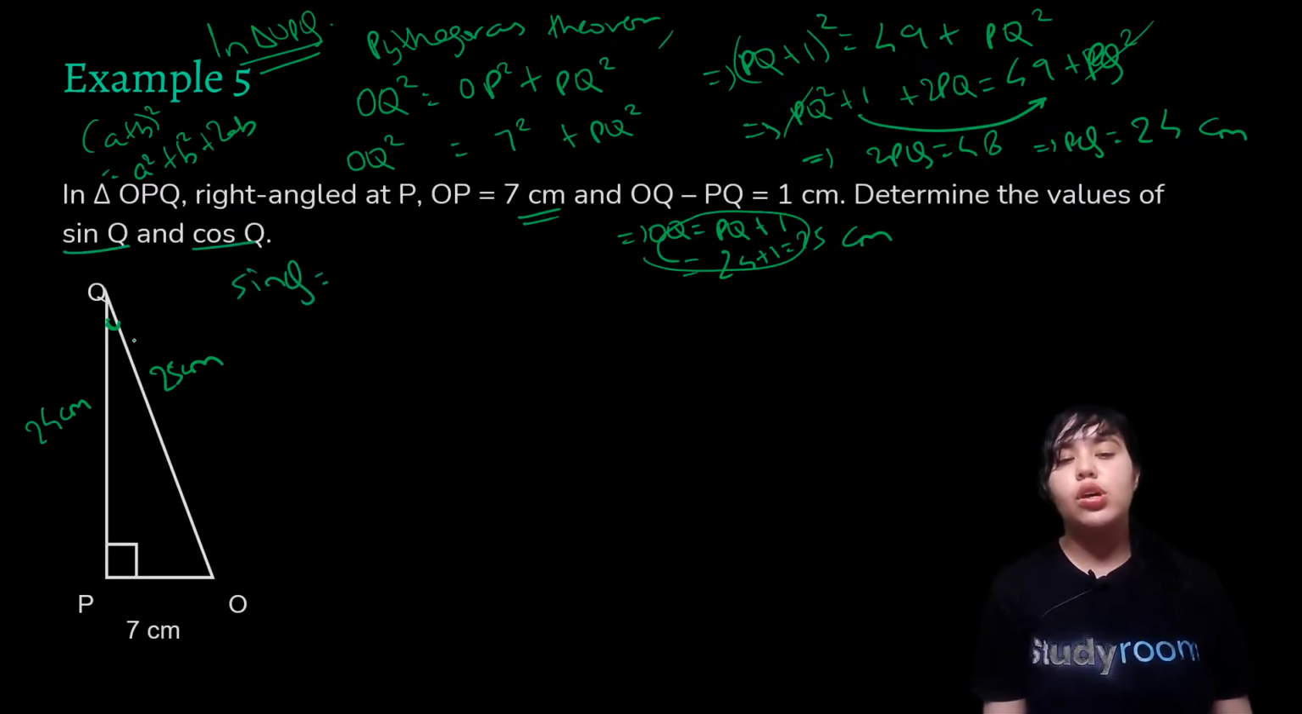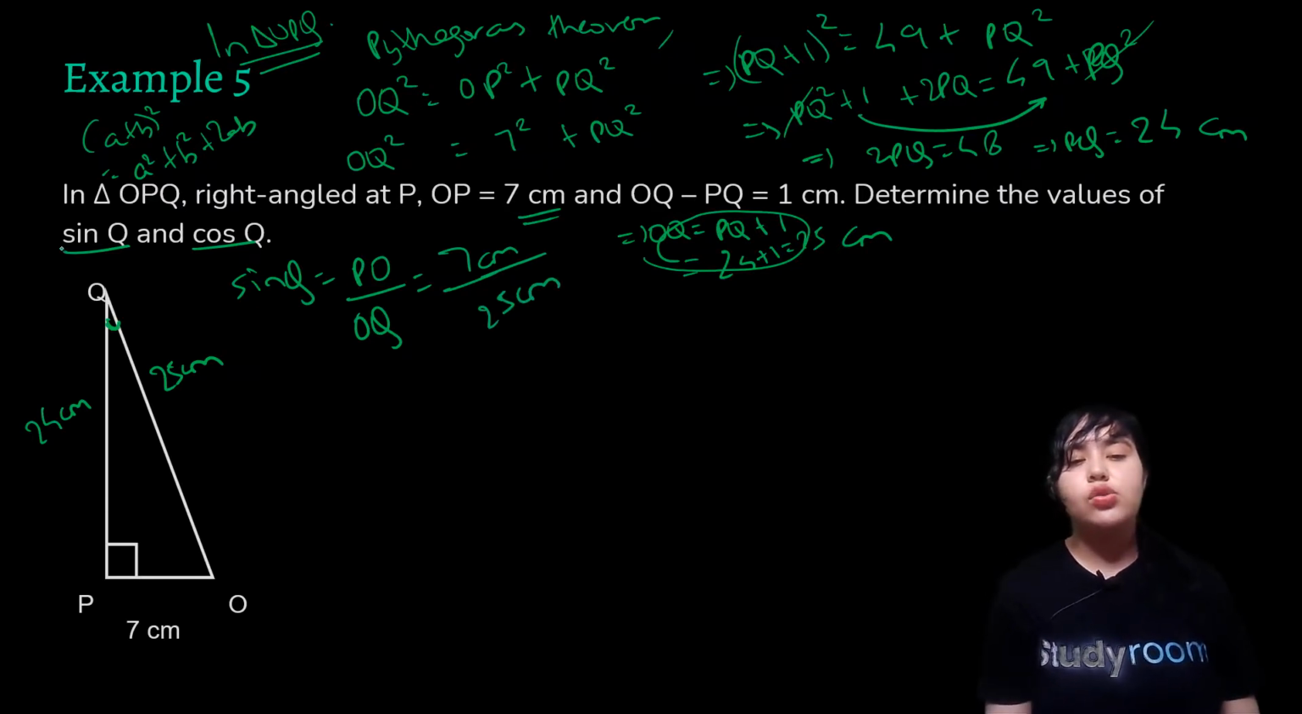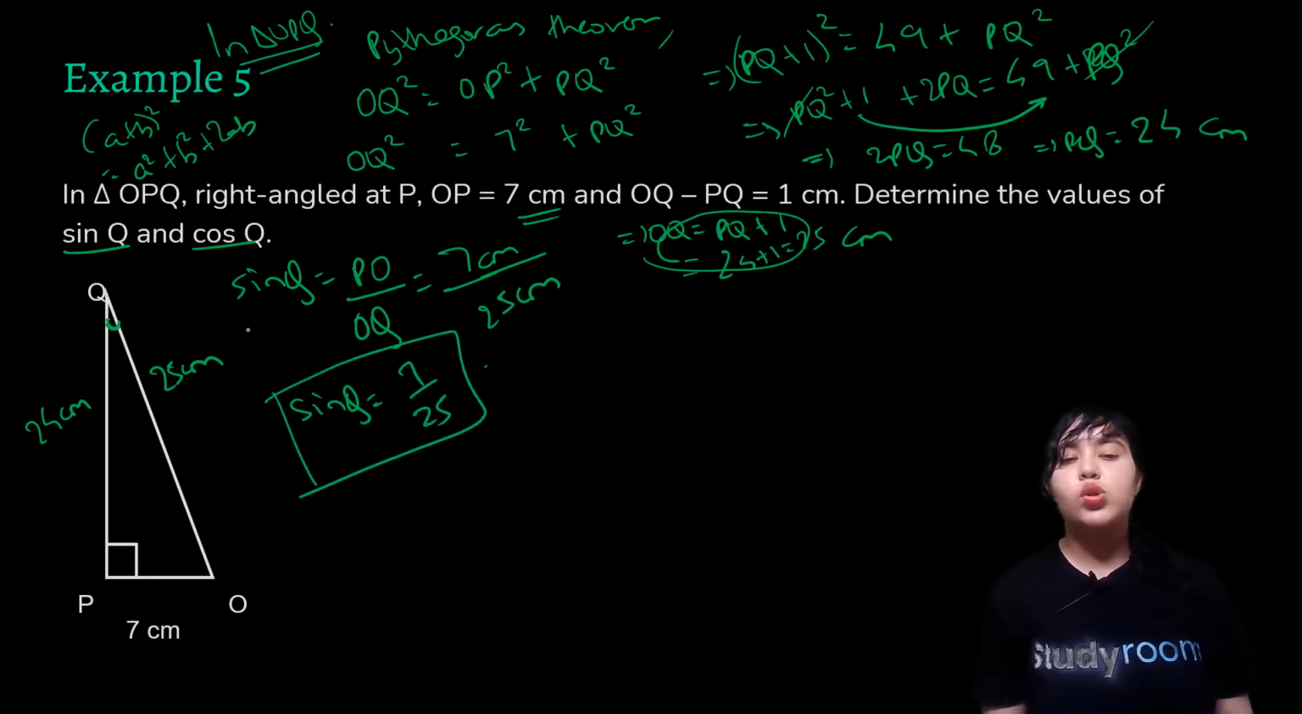So sine Q, opposite to angle Q is the side PO or OP, upon the hypotenuse is OQ. So what is OP? This distance is 7 centimeters. Upon what is OQ? 25 centimeters. So sine Q is becoming 7 upon 25. In the meantime, solve for cos Q.